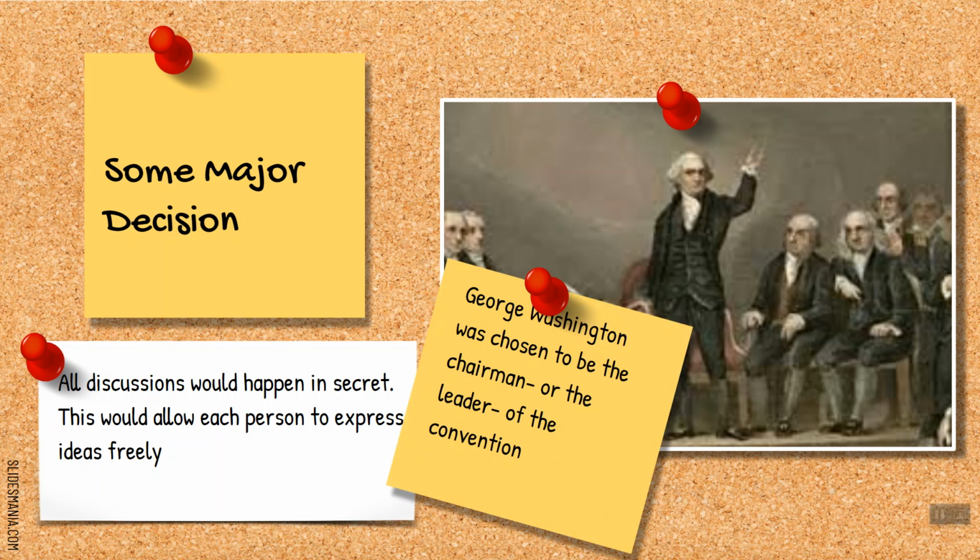Next, they decided that George Washington was going to be the chairman or the leader of the convention. And it was pretty obvious why. He was a very famous individual. He pretty much won the Revolutionary War, and everybody really adored him.